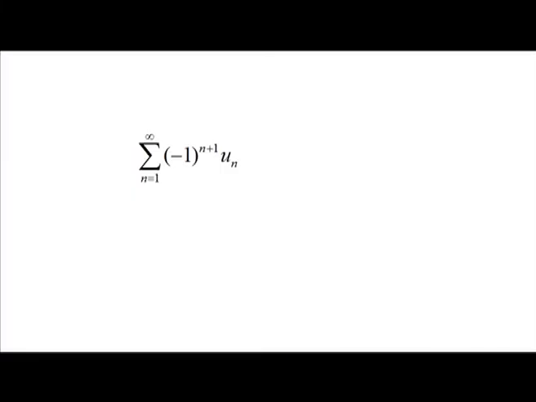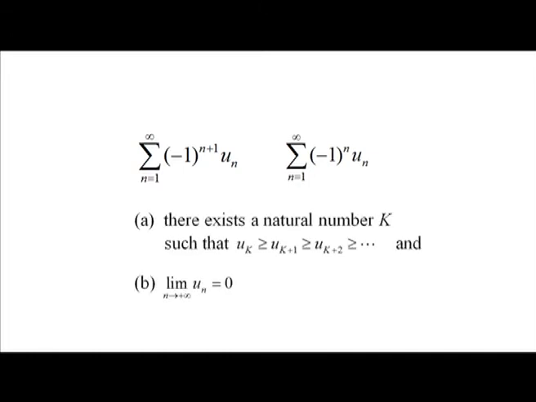An alternating series of either form summation negative 1 power n plus 1 un, where n from 1 to infinity, or form summation negative 1 power n un, where n from 1 to infinity, converges if the following two conditions are satisfied. First one, there exists a natural number k such that uk greater than or equal to uk plus 1 greater than or equal to uk plus 2 greater than or equal to etc. And second one, limit un as n approaches infinity is 0.